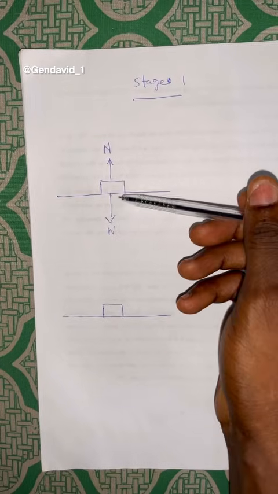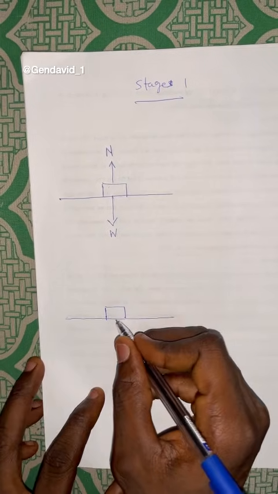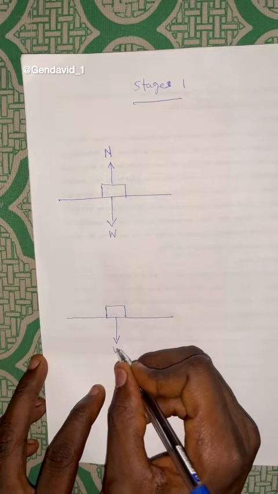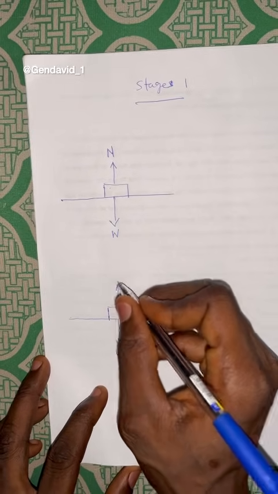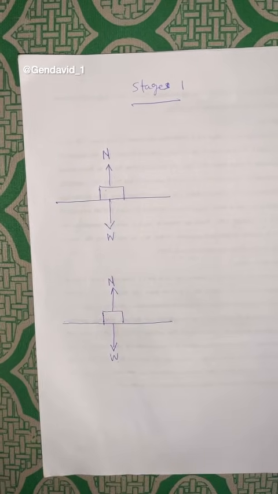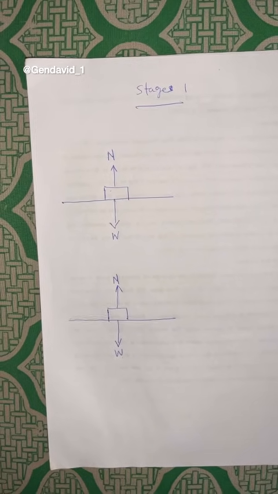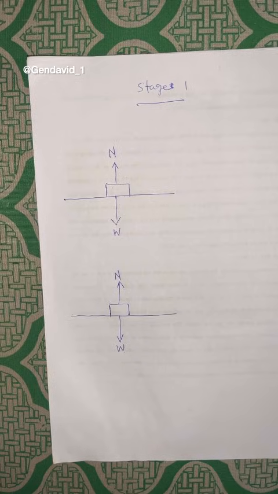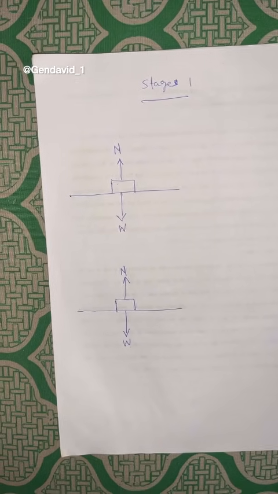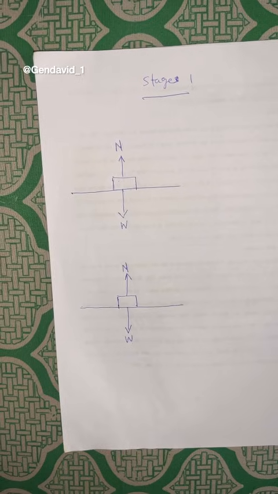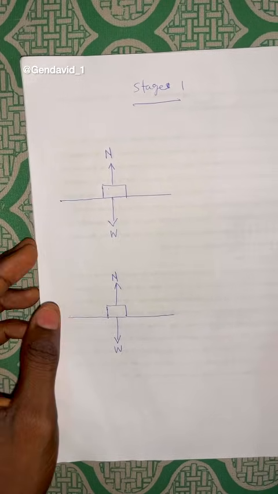I told you the normal force is the effect of this surface on the object. It will always be directed like this. Now this one as well: the weight is directed downward, and the normal force is directed upward. The reason why I'm using the 2 here is because this condition relies on the direction of the applied force. The direction of the applied force matters here.